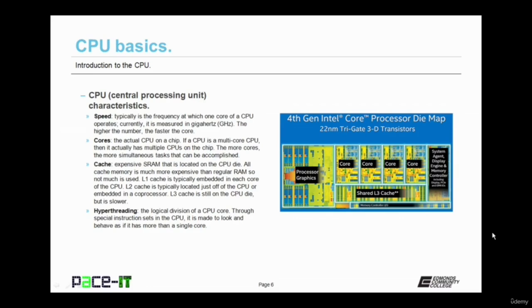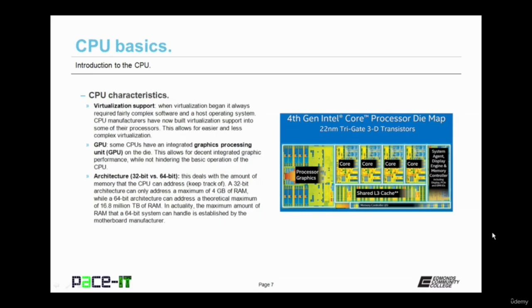Now let's move on to hyperthreading. Hyperthreading is the logical division of a CPU core. Through special instruction sets, the CPU is made to look and behave as if it had more than a single core. So you could have a 2-core processor that had hyperthreading, and it would actually behave like it was a 4-core processor.